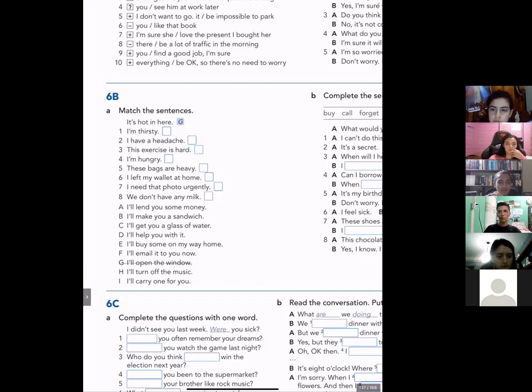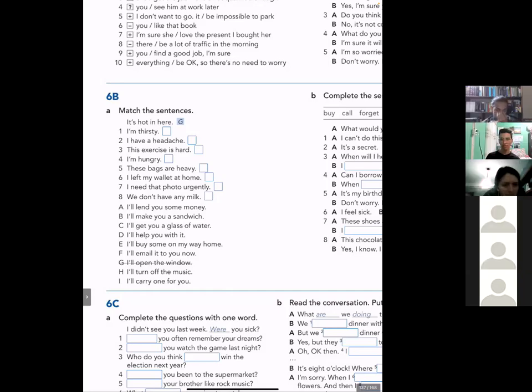Let's see, Alina, can you do number 4? Yes, letter B. I am hungry. I'll make you a sandwich. Thank you. Number 5. Let's see. Samantha, can you do number 5?